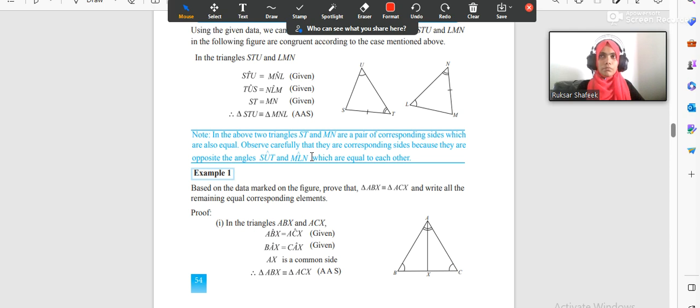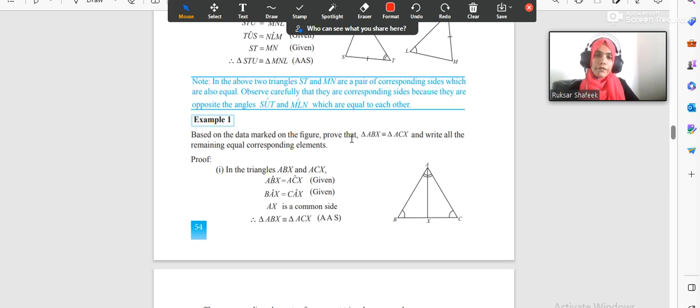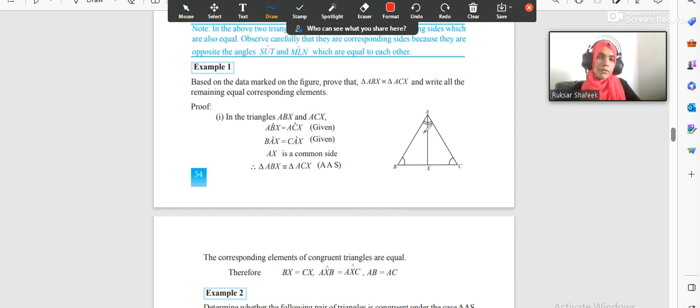I think this is an okay chapter. If we understand it clearly, it's definitely going to be really easy. But for a beginner it might be a little bit tough, because this is where proving really comes into the questions. So, let us look at this example. Based on the data marked on the figure, prove that triangle ABX is congruent to triangle ACX. Most of the things are data that they have given: angle ABX is equal to angle ACX, and angle BAX is equal to angle CAX, and AX is a common side. So, two angles and one side, solved under the case angle angle side.